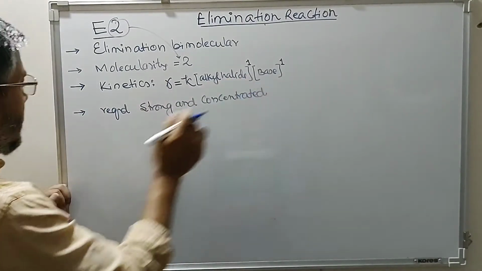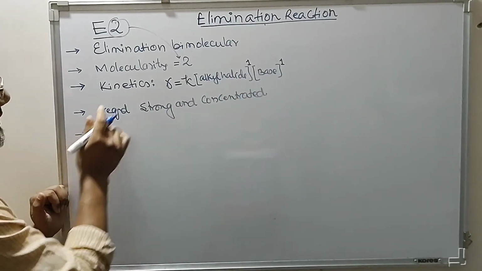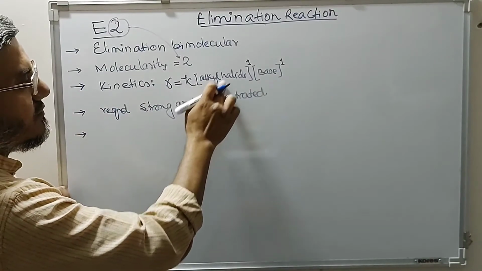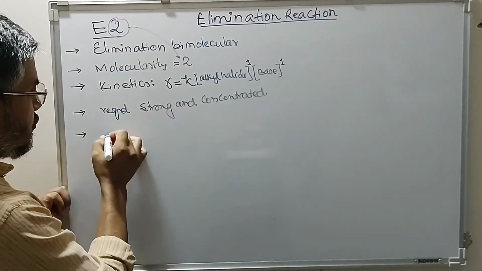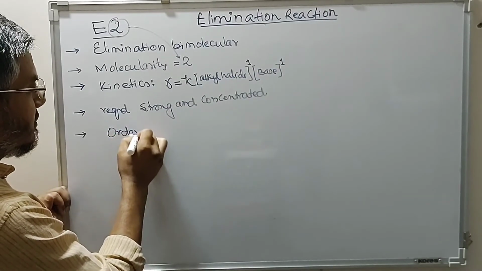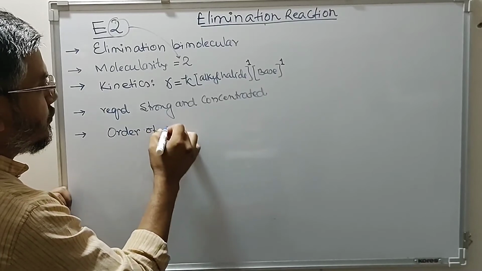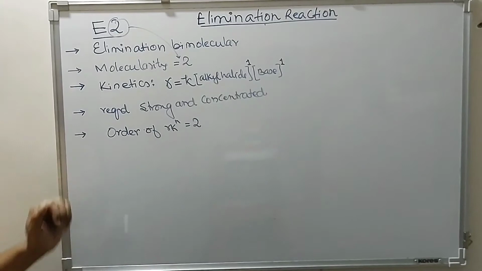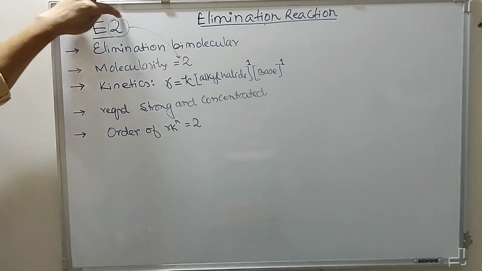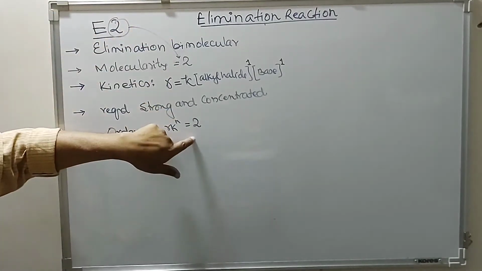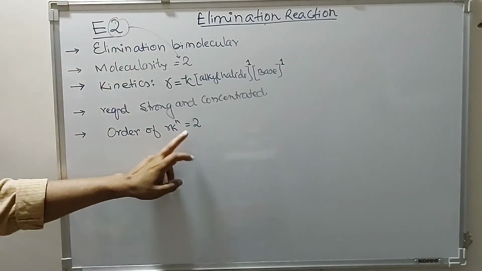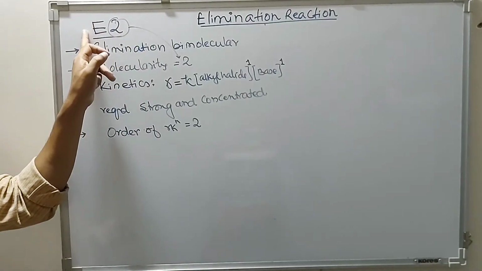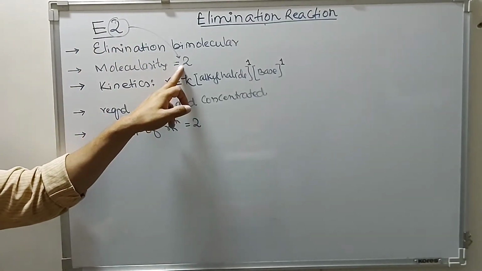So if you look at the kinetics of this reaction, the total order of reaction: alkyl halide first order, base first order. So the total order of reaction is 2. Coincidentally, molecularity is also 2, order is also 2, but these 2 do not stand for the same thing. The 2 in E2 stands for the molecularity of the reaction.